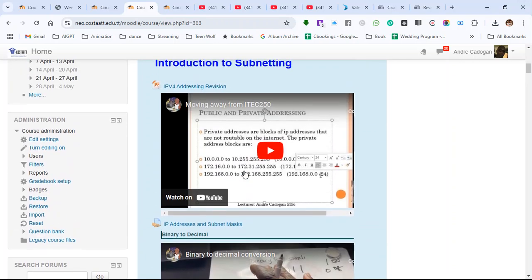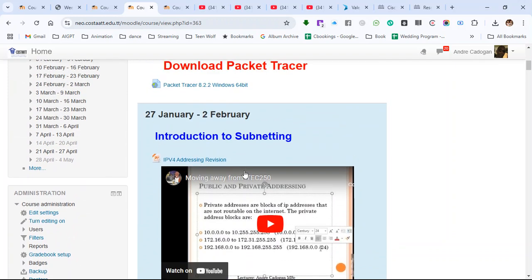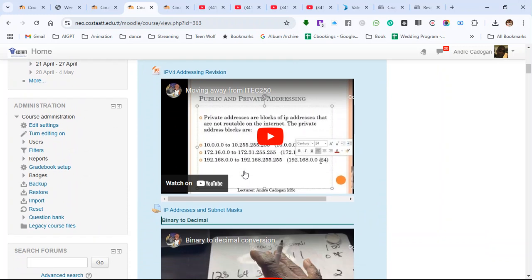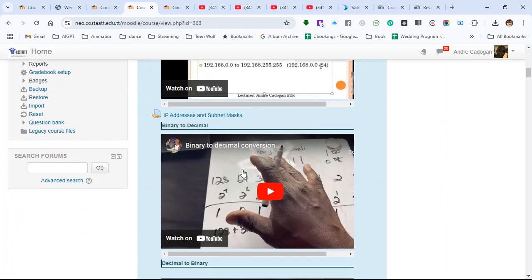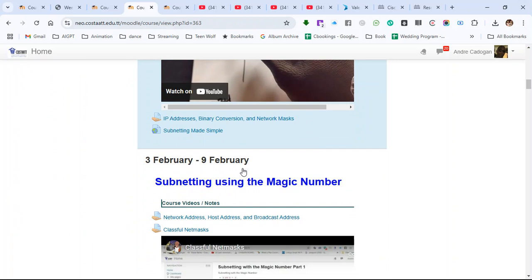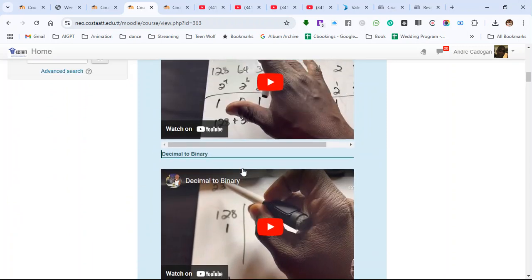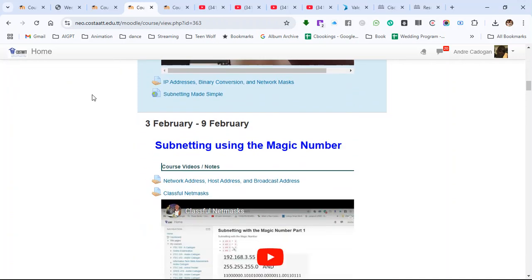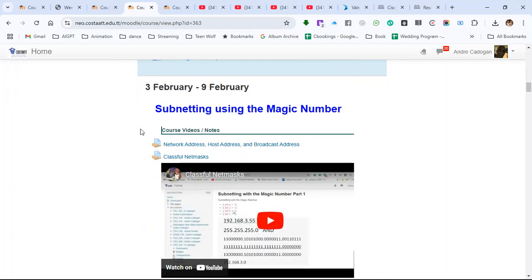All right. So before you learn to subnet, you have to learn about Class C interfaces. What does that mean? You have to learn about Class B and Class A. All right. So these tutorials here are going to show you how to convert binary to decimal and decimal to binary. All right. And when you learn how to do binary to decimal and decimal to binary, then you move on to using the magic number.